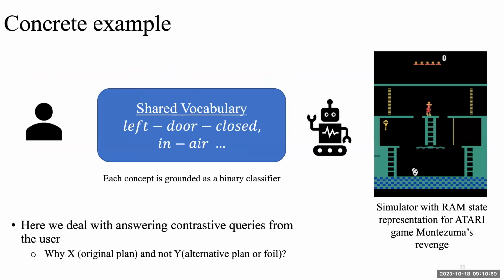So here's a concrete example where we have an agent that is trying to solve the task of Montezuma's Revenge. This is an Atari game where the agent's goal is to get to this key. Now here, the agent is solving this task based on some RAM state representation of the game. So that encoding would be inscrutable to the user. Instead, we have this shared vocabulary which contains things like agent in air, left door close, etc.